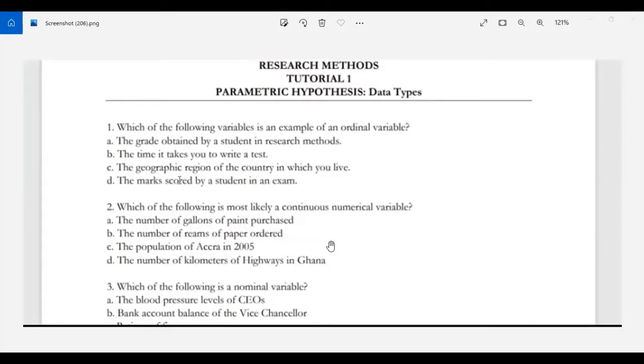Okay. B, the bank account balance of the bystander. This one you don't have to worry yourself. It is bank account balance, so this one is talking about numbers. And the question that you are asking is nominal variable. Nominal is categorical. So when you see a numerical option like B, don't even venture to think about it because it's outside the box, right?